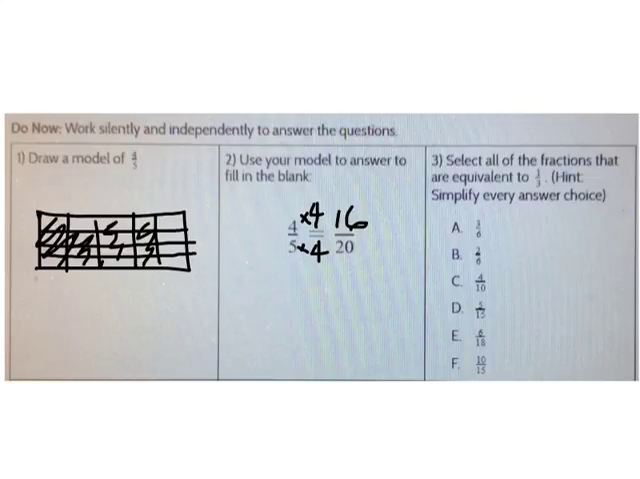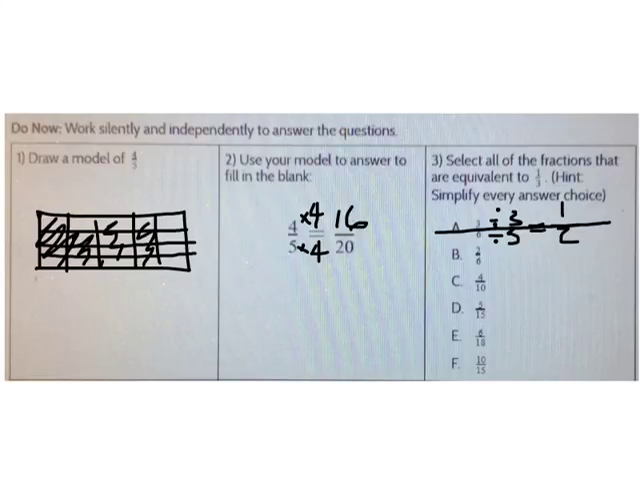Now let's look at number 3. Select all of the fractions that are equivalent to 1/3. Hint, simplify every answer choice. Let's look at answer choice A. Is 3/6 in simplest form? No. 3 and 6 can both be divided by the same number. What's the largest number that goes into both 3 and 6? It's 3. When I divide my numerator and my denominator by 3, what's my new fraction in simplest form? It's 1/2. So is A a correct answer? No. Slash it.